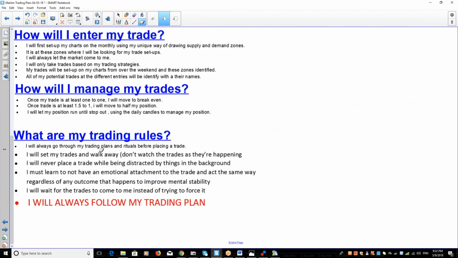I will always go through my trading plan and rituals before placing a trade. I will set my trades and walk away, and not watch as the trades are happening. I will never place a trade while being distracted by other things in the background. I must learn not to have an emotional attachment to the trade and act in the same way regardless of any outcome, to improve mental stability. I will wait for the trades to come to me instead of trying to force them. I will always follow my trading plan. Now, even though you write down these things, you've got to read it just to get it.